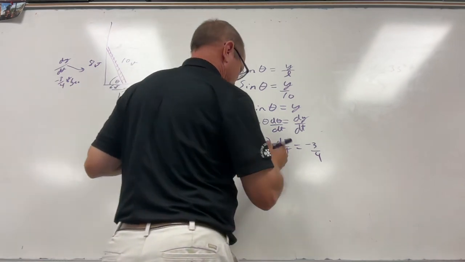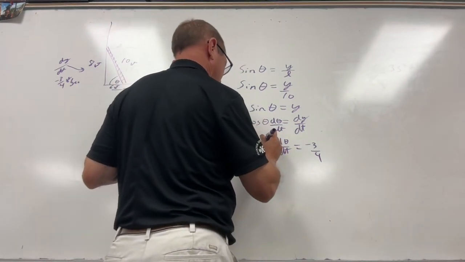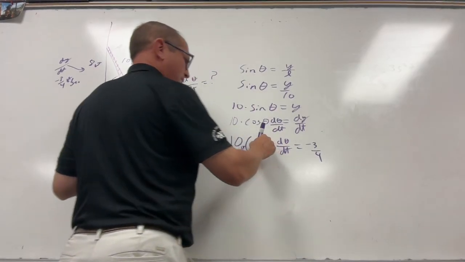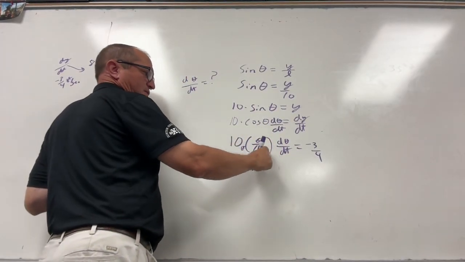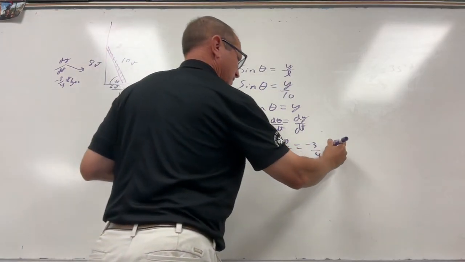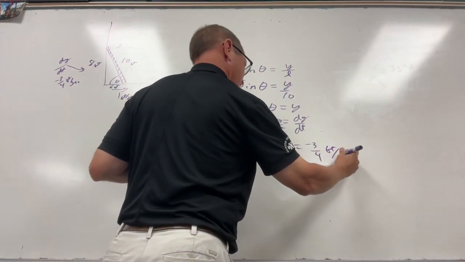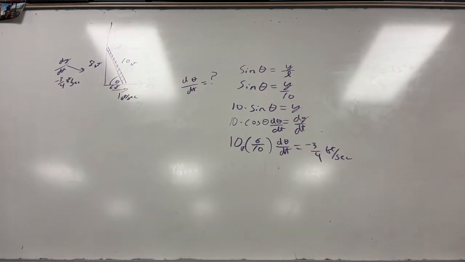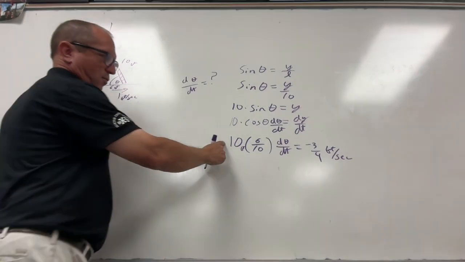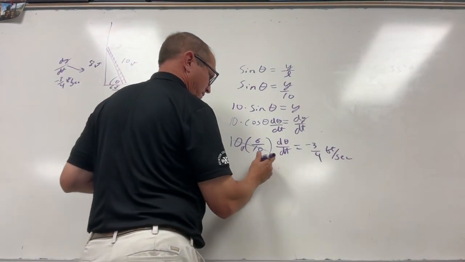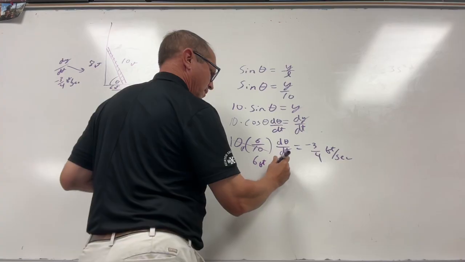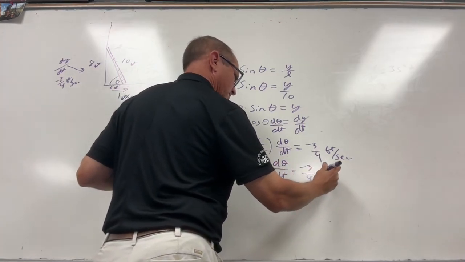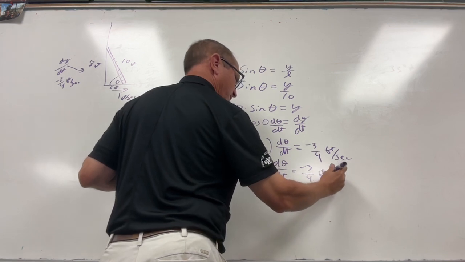I'm going to include units here. This is feet. This is feet over feet. And this is feet per second. So the 10's going to play with the dodo bird. So we've got 6 feet d theta dt equals negative 3/4 feet per second.